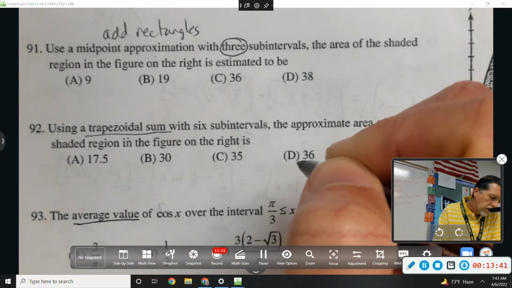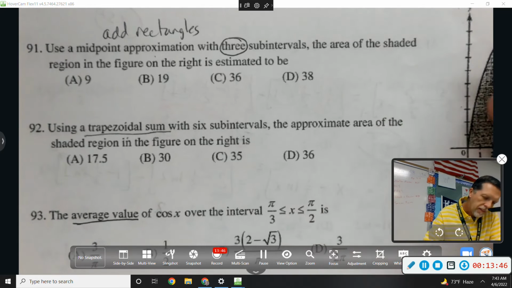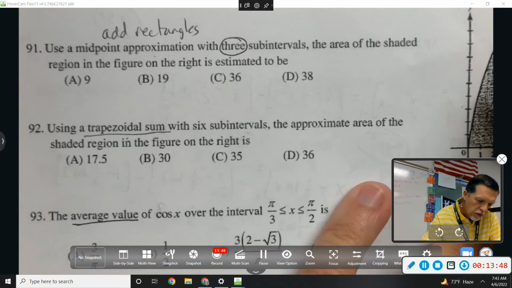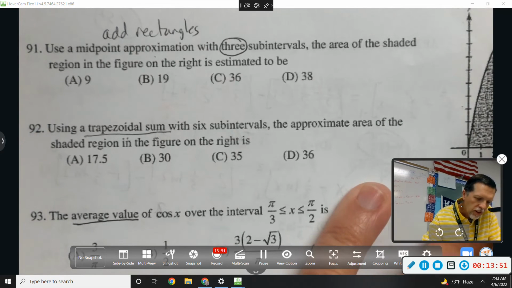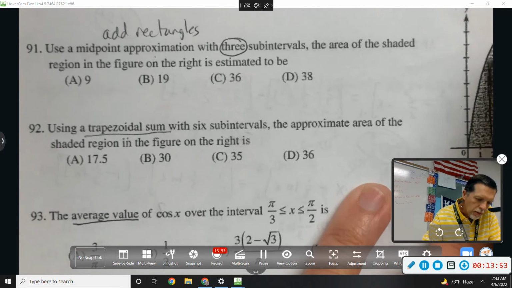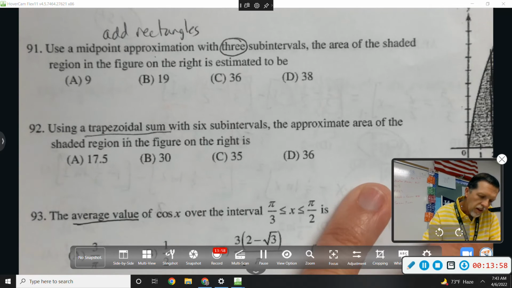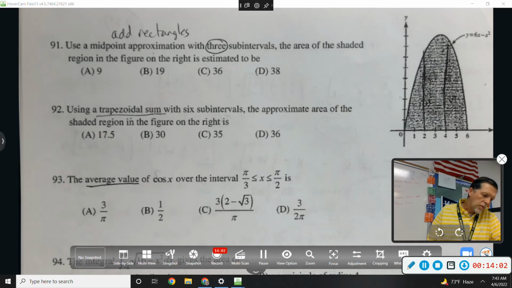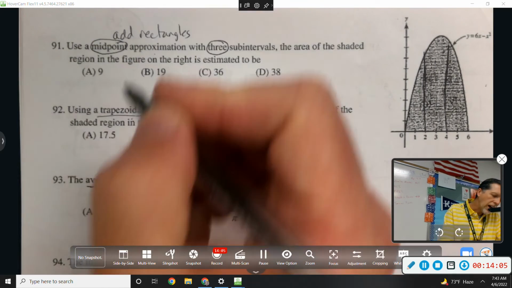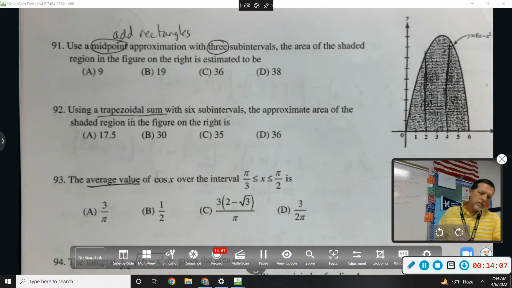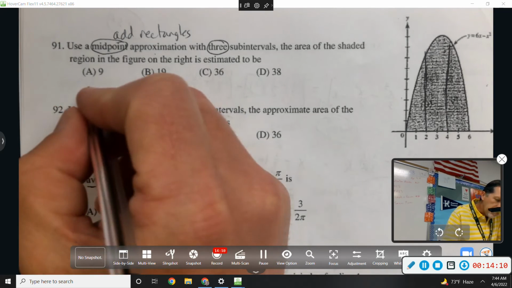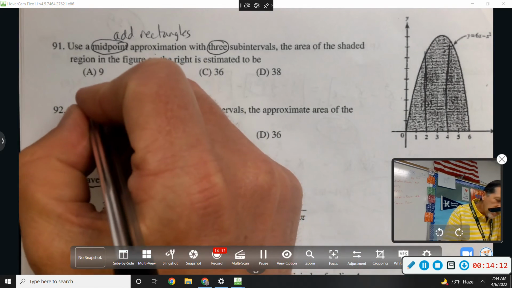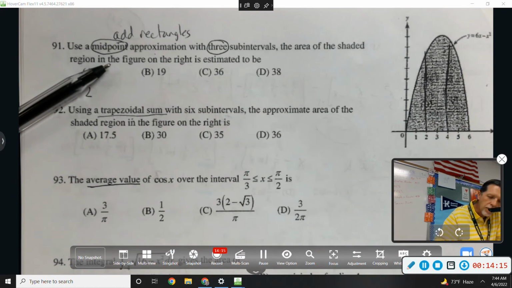The area of the shaded region is estimated to be, okay, so 3 subintervals. I wish this wasn't shaded so dark, but 2 to 6. So that's easy to come up with subintervals. 0 to 2, 2 to 4, and 4 to 6. Midpoint means use the midpoint height. So I'm going to add the rectangles. I've only got 3 rectangles. The width is 2. Actually, I can just go one at a time here.